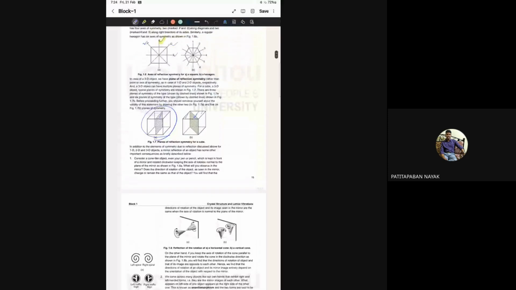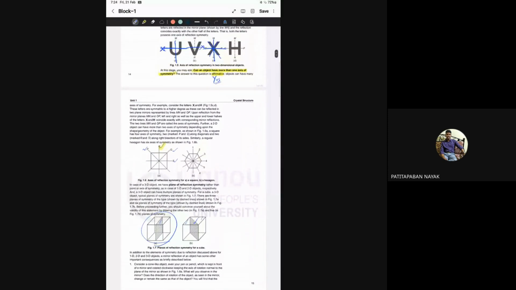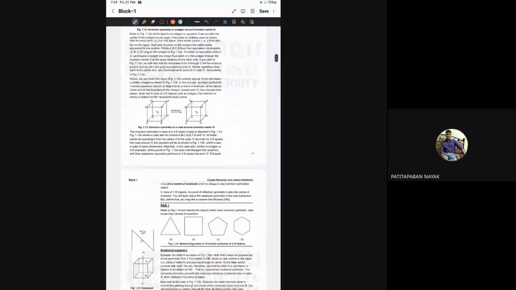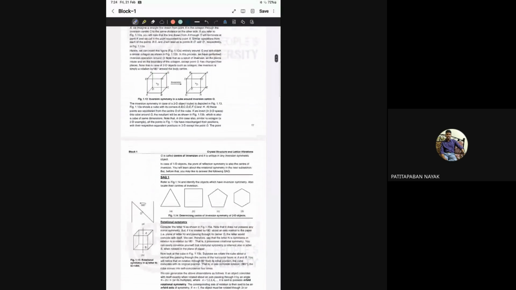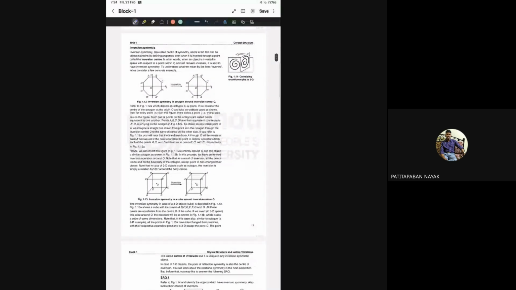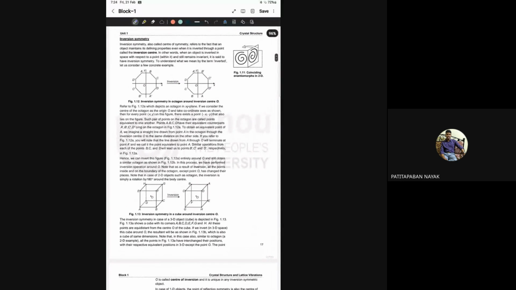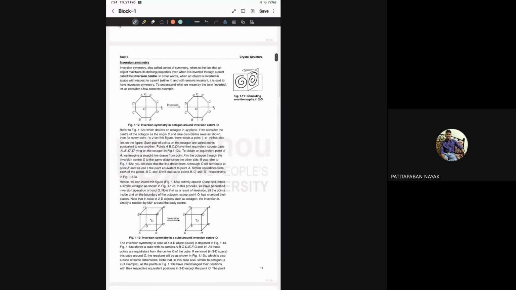Then we move on. What is next? Next is inversion symmetry, right? So next we'll discuss inversion symmetry. As already mentioned, in 2 dimensions it will go from x, y to minus x, minus y. In 3 dimensions it will go from x, y, z to minus x, minus y, minus z.